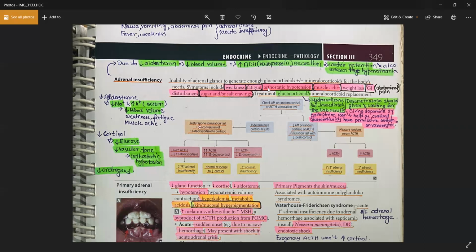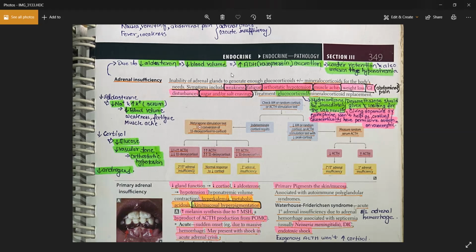Why? Because you require the cortisol for the beta receptors and the alpha receptors, right? So without the cortisol, you won't get the maintenance of a normal BP. So you will get orthostatic hypotension. You will get muscle pain. You will get weight loss. You will get GI disturbances, which include abdominal pain, nausea, vomiting. Because of the salt wasting, the patient will also have salt cravings.